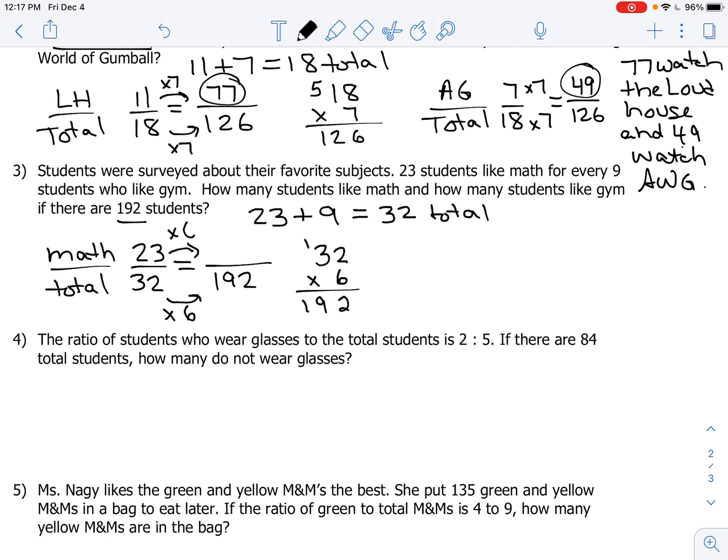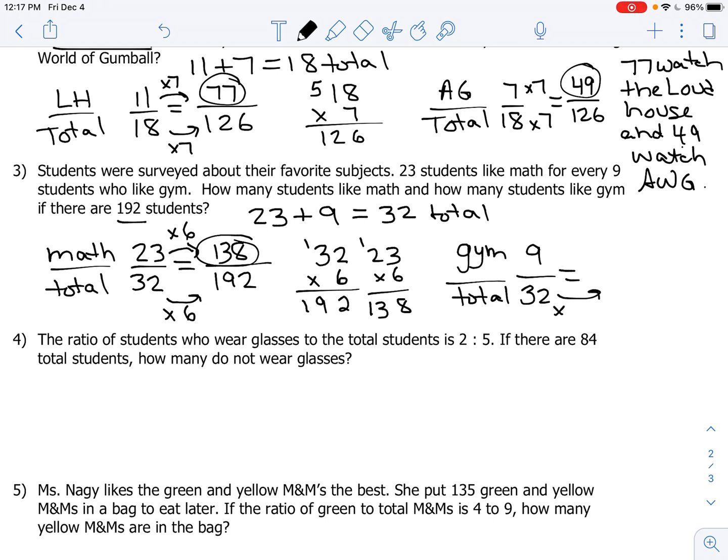We're going to do the same thing in the numerator. 23 times 6, that's 18. Carry the 1 up. 6 times 2 is 12, plus 1 is 13. So there are 138 students who like math. And we'll set up the same thing over here, comparing gym to the total. There were 9 students who like gym out of 32 total students. And we said that 32 times 6 gives us the 192 total students. So that means we have to multiply 9 times 6 in our numerator. And that's 54 students who like gym.